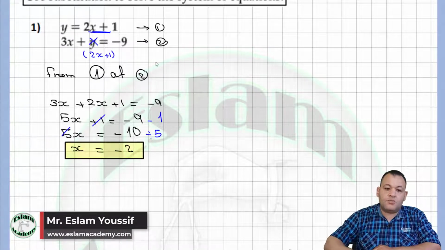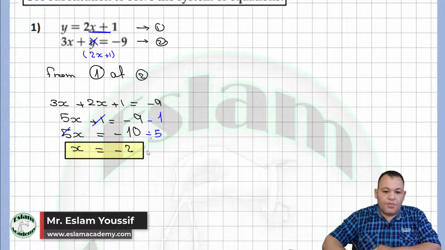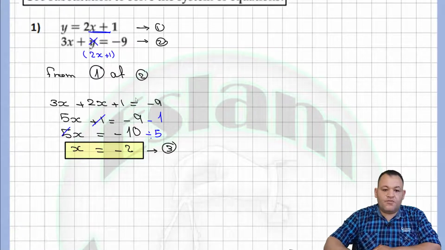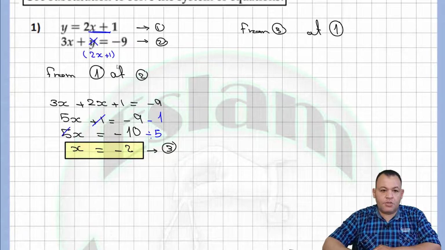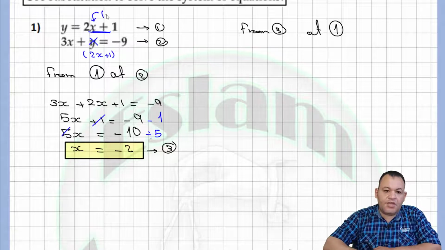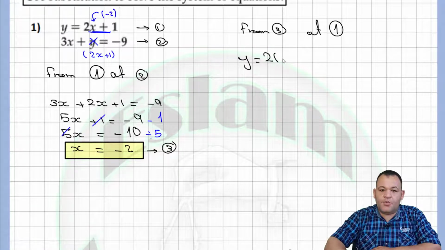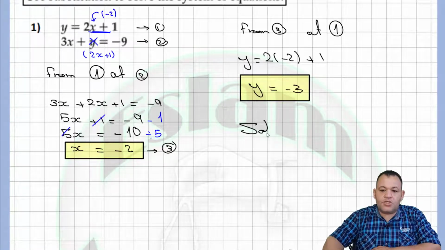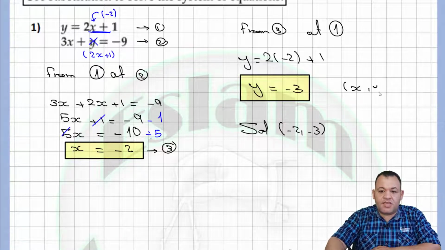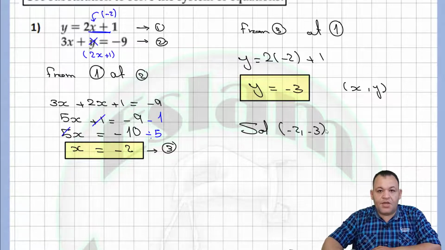So now we can use substitution in equation number 1. So this will be equation number 3. Now we can say from equation number 3 to equation number 1. What is the meaning of from equation number 3 to equation number 1? As we said, x is equal to negative 2. So instead of x, I will replace each x with negative 2. Now we can rewrite the equation. So y equals 2 multiplied by negative 2 plus 1. It means y equals negative 4 plus 1 equals negative 3. So now we can say the solution will be negative 2 and negative 3. We have an ordered pair, so it must be written as x and y. So the solution will be negative 2 and negative 3.